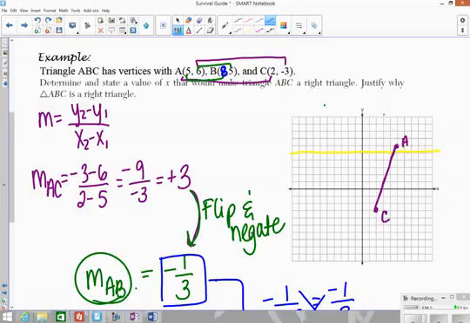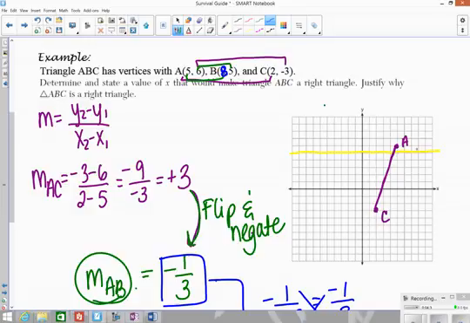Then the second part of this question says to justify why triangle ABC is a right triangle. So you could just write, I know that it has to be a right triangle because the slopes are negative reciprocals of each other. And that would be enough.